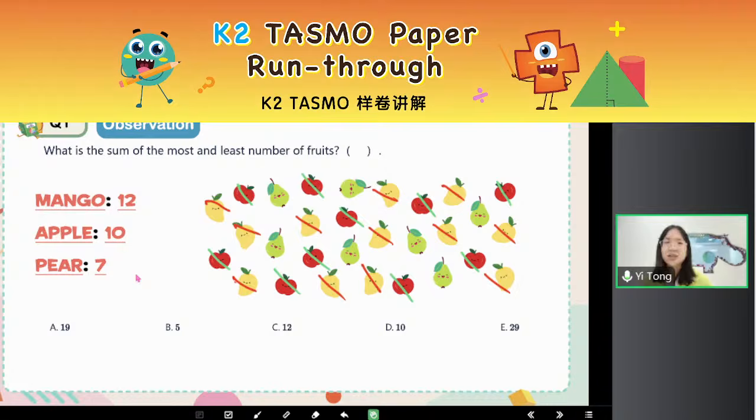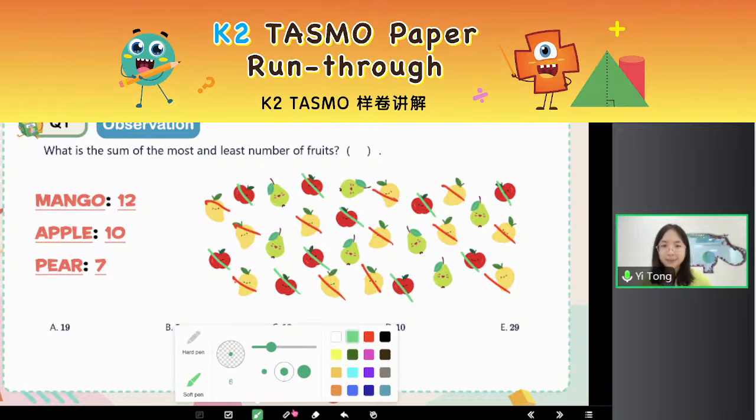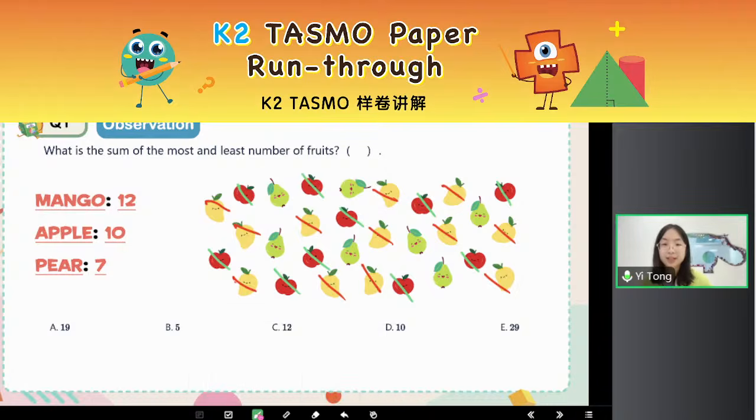What's our question asking again? We are asking for the sum. When we're dealing with sum, are we using plus or minus? It's plus, right? So sum here means plus. We plus what together? 12 plus 7 equals 19. Now in the chat, can you tell me A, B, C, D, E, which one is it? Very good. A.